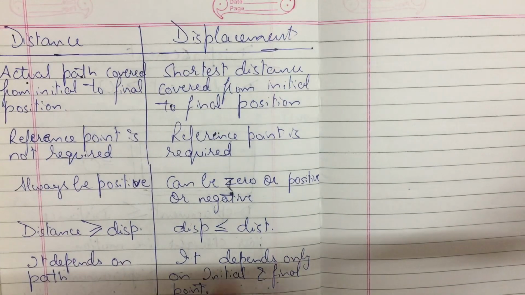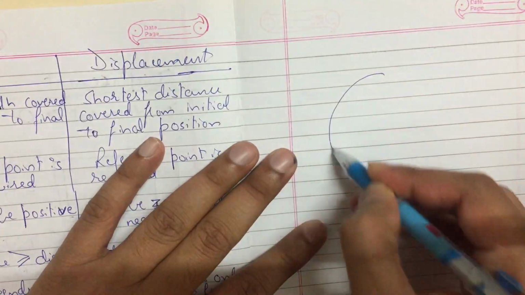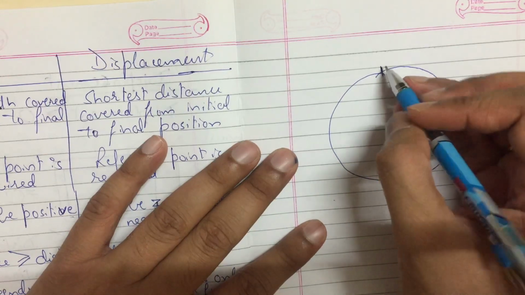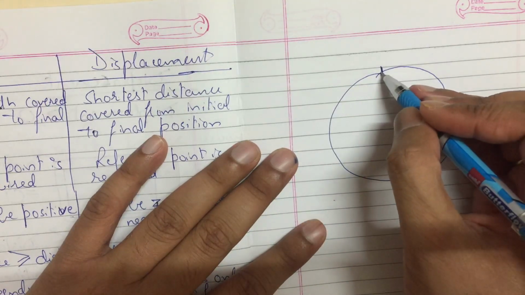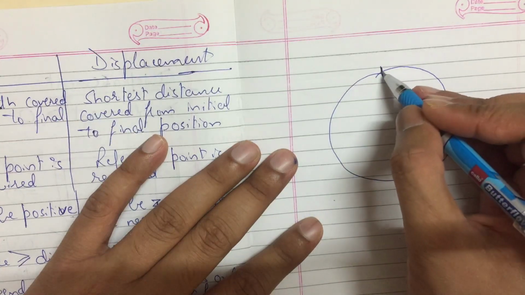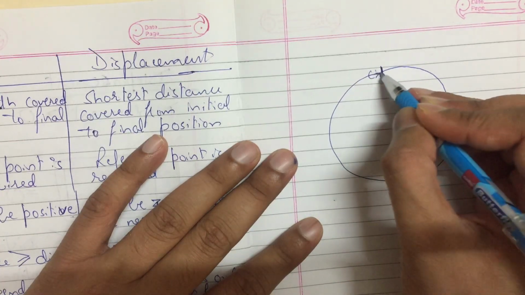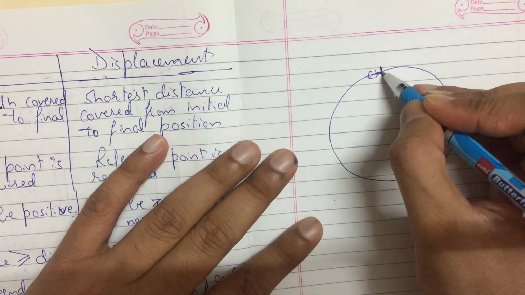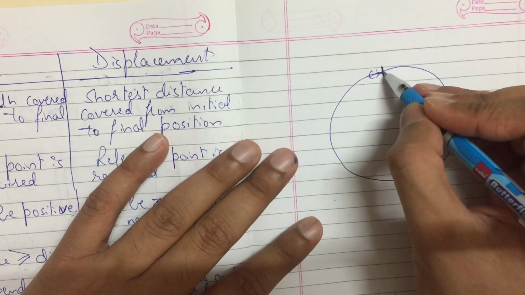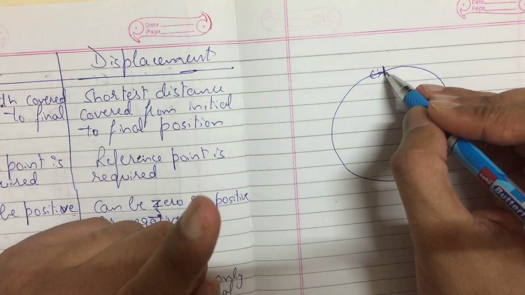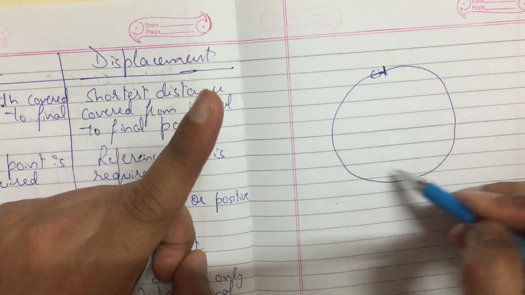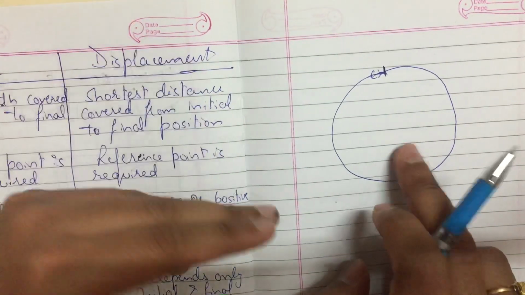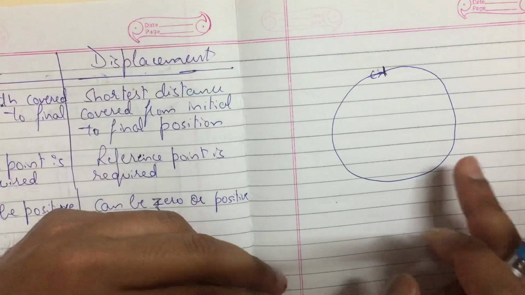We have discussed the example. Suppose this is a circular garden, and an object starts taking rounds of it from this point, moving towards this direction. It will cover the whole path and come back to this position again. In this case, displacement will be zero, whereas distance will be equal to its circumference. This is only an example; there can be many examples for it.